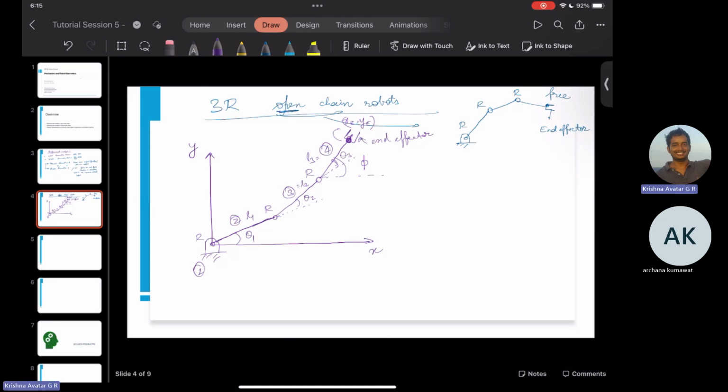So now the goal is to determine the location. Given some input theta 1, theta 2, theta 3. So let's say we start with the problem that given theta 1, theta 2, theta 3, what is the expression for xe, ye, and phi? So the location and the orientation. Fine.